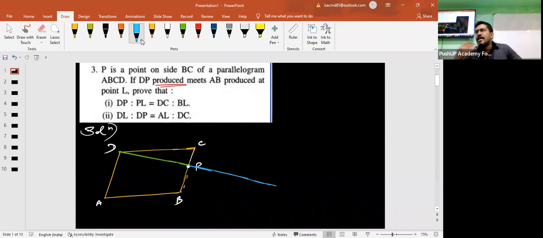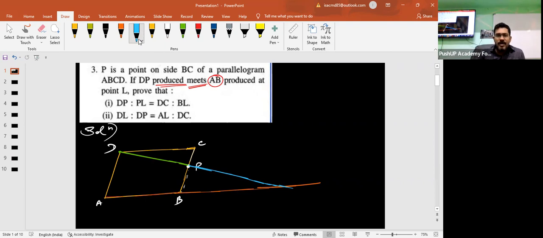Now what is happening to that extended portion? It is meeting, children, it is meeting AB. Where is AB? Here is your AB, right? So the DP produced, in this case, the blue colored line which I have drawn is intersecting AB produced. AB was also getting produced, children. So what I'll do is I will extend this side AB further. And you will notice that both DP produced and AB produced are intersecting at a common point of intersection.